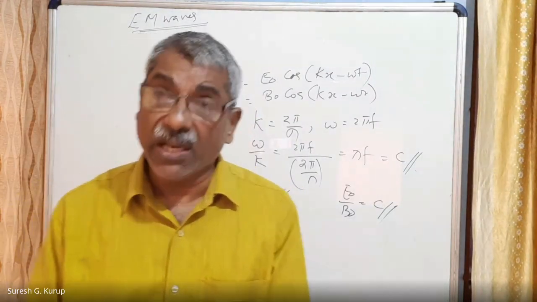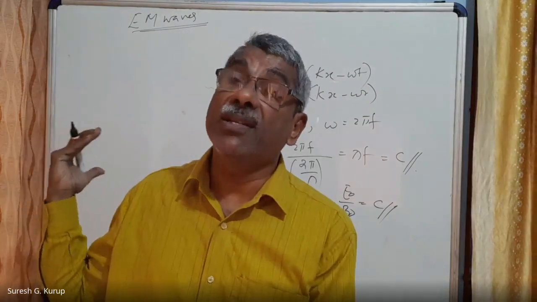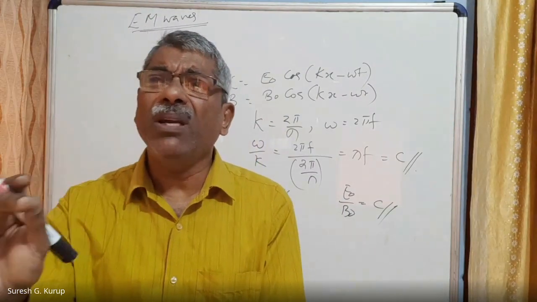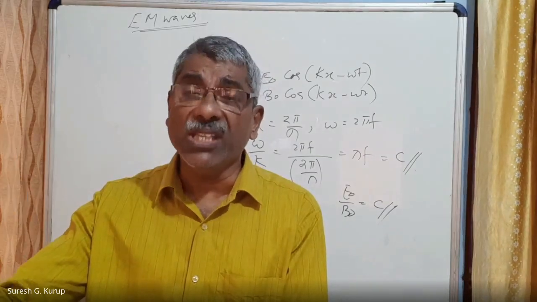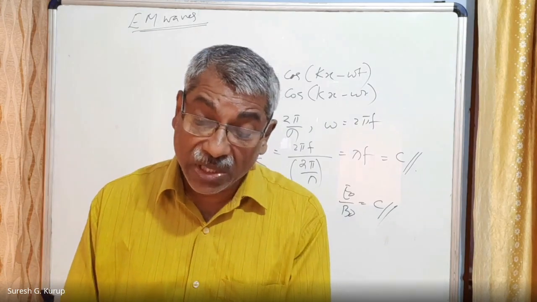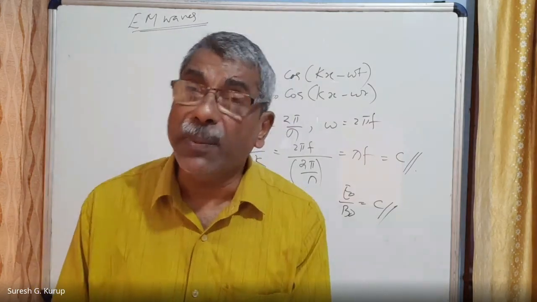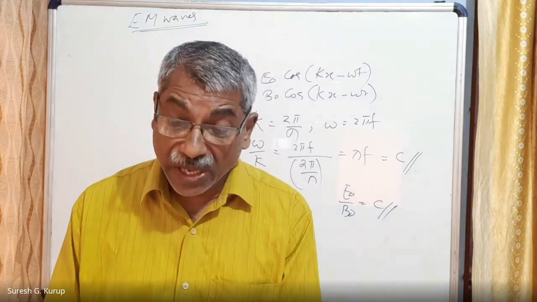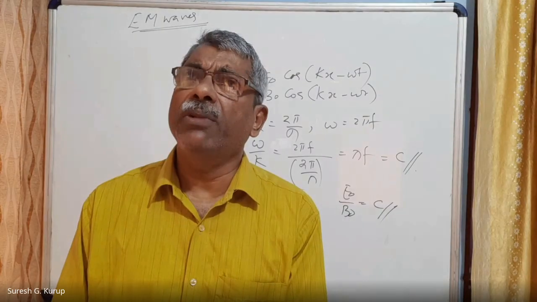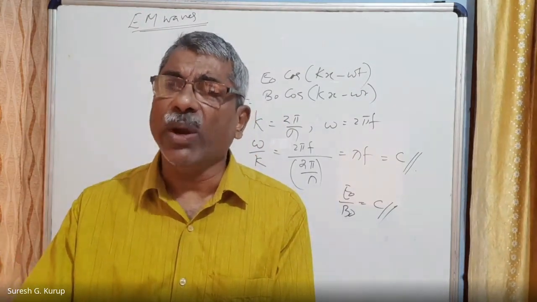Speed in the medium I already said is 1 by root of mu into epsilon. The amplitude ratio of electric field and magnetic field I already said. What is that? E0 by B0 is equal to c. What is c? Velocity of electromagnetic radiations. Then the average energy densities of the electric field and magnetic field are the same. The energy density of the electric field we studied in the first topic: half epsilon 0 E square.